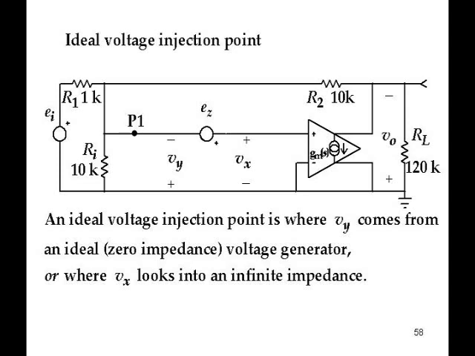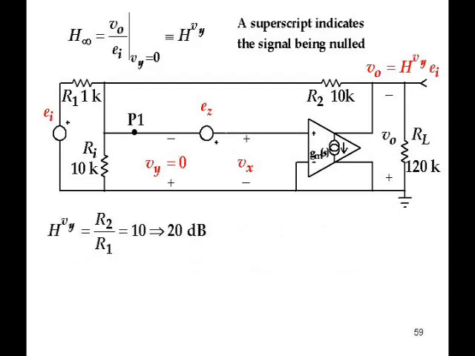Now, how do we adjust EZ in order to calculate the H infinity? Well, in the presence of the EI, we adjust EZ so that Vy is null. Here's the condition. I've written them in red. You adjust EZ relative to EI so that Vy is 0. And that means there's no current in Ri, because it's got 0 voltage across it. It's been nulled. Therefore, the current down R1 is equal to EI divided by R1, because the point P1 is a virtual ground now that you've nulled Vy.